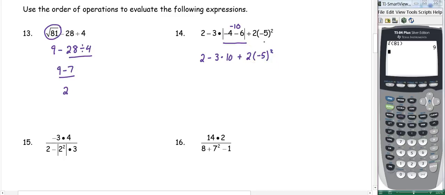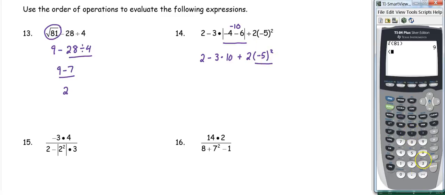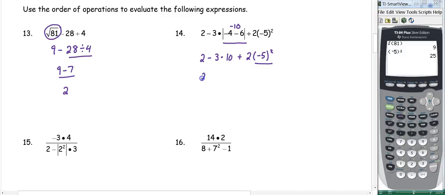My next step is, do I see any exponents? I see a negative 5 squared. So in my calculator, see that negative 5 is in parentheses? So use parentheses in your calculator. So parentheses negative 5 squared, which gets us 25. So 2 minus 3 times 10 plus 2 times 25.